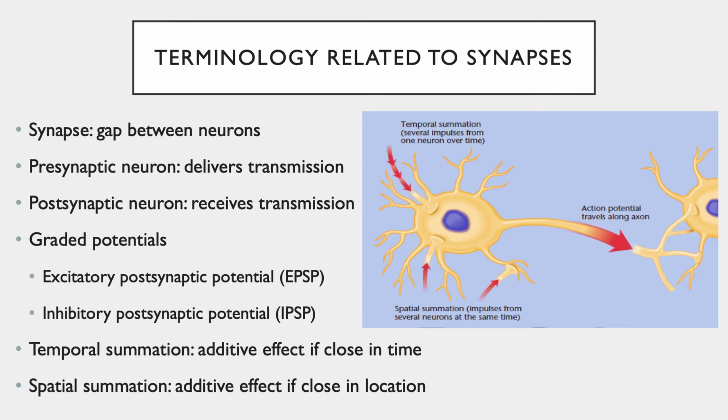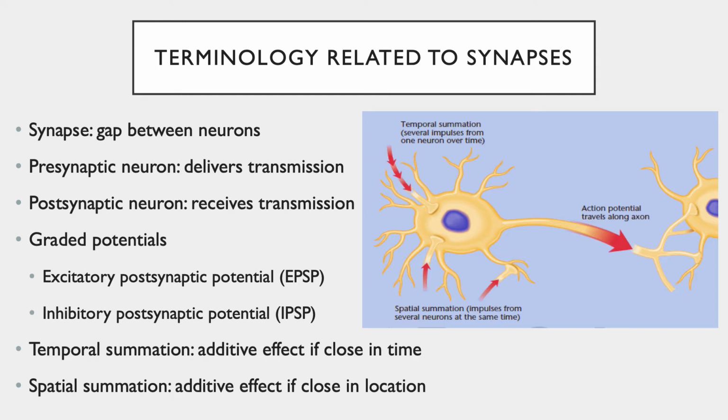EPSPs and IPSPs also affect the neuron's spontaneous firing rate. All neurons can have action potentials without synaptic input. If it's an EPSP, there's increased frequency of spontaneous firing. In the case of an IPSP, there's decreased frequency of spontaneous firing.